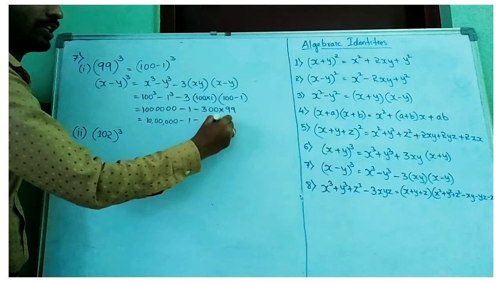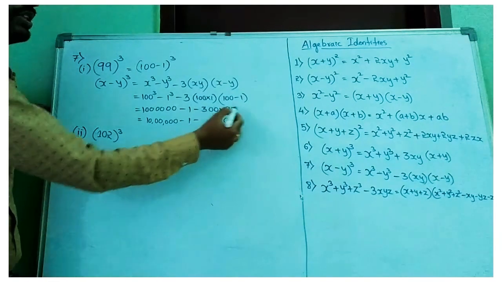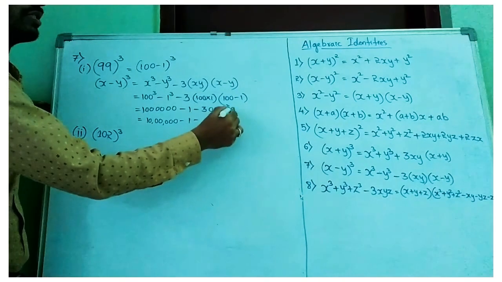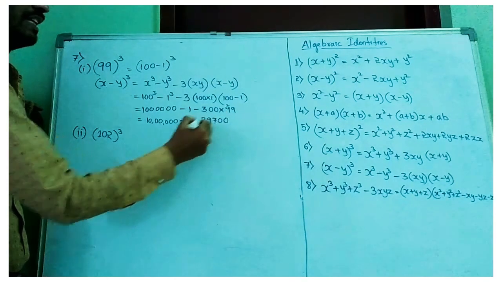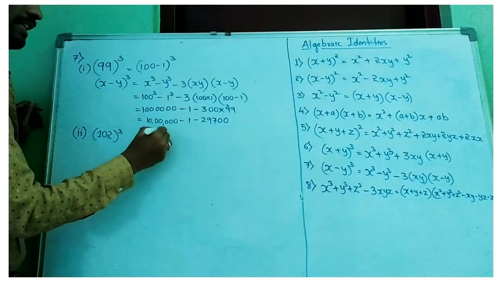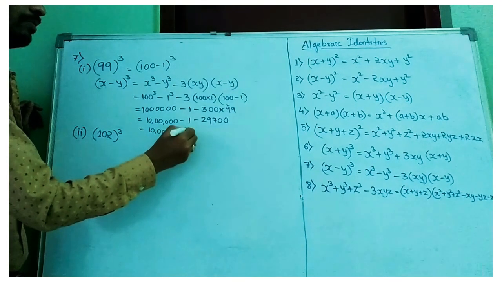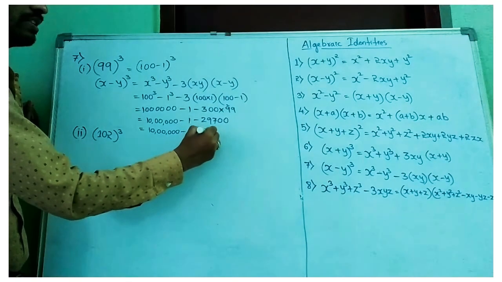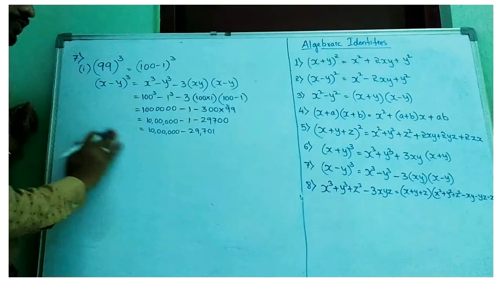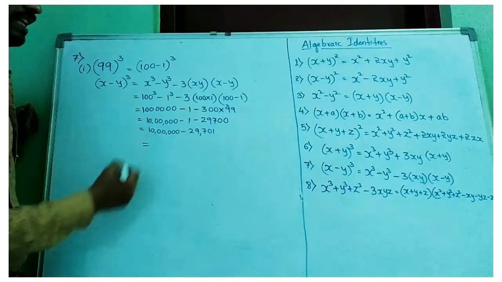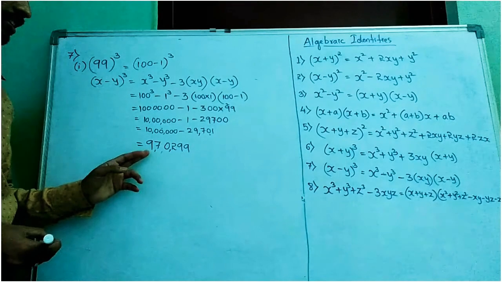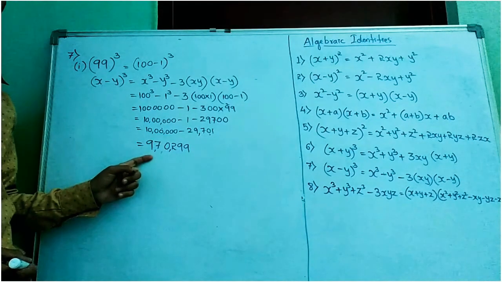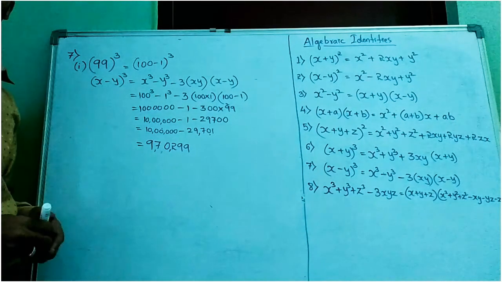So what you have to do? Keep 2 zeros. Now 3 nines are 27. 27 plus 2, 29. So 10 lakh minus, here also minus, so 29,701. If you subtract this, the final answer we will get is 9,70,299. After subtracting you will get this answer. So like this you have to do the second one.